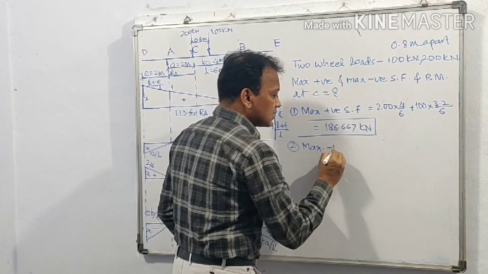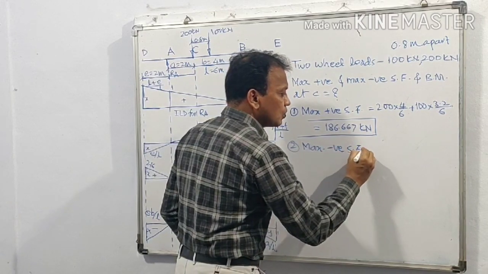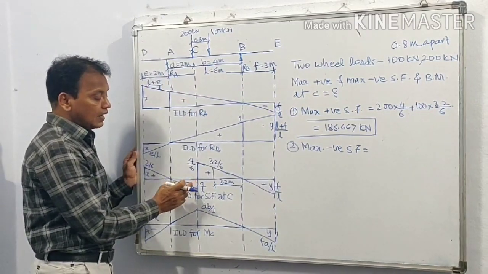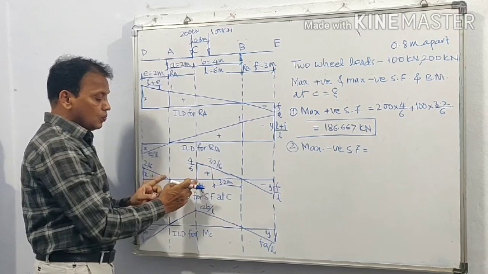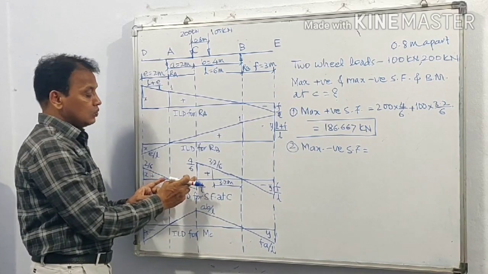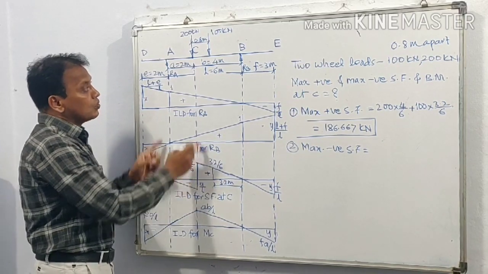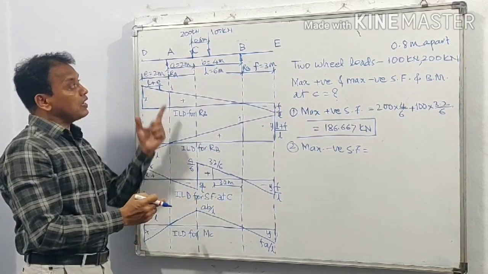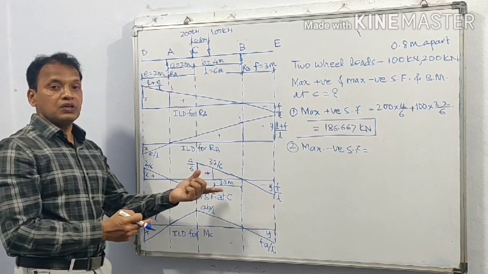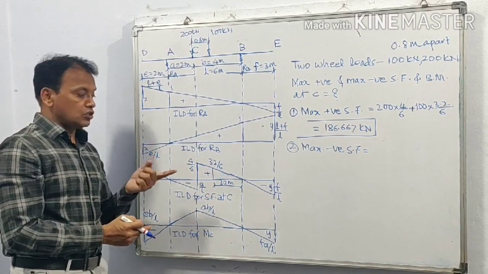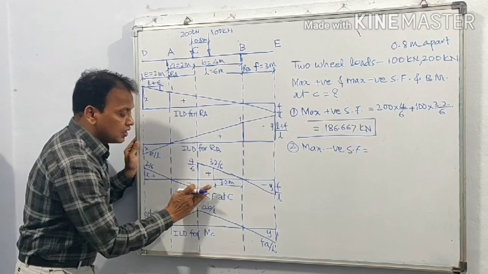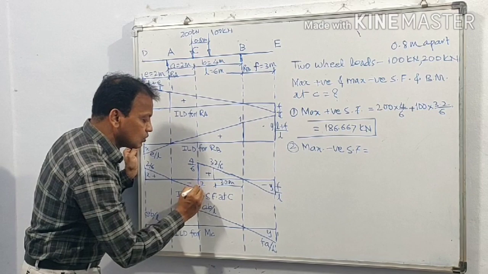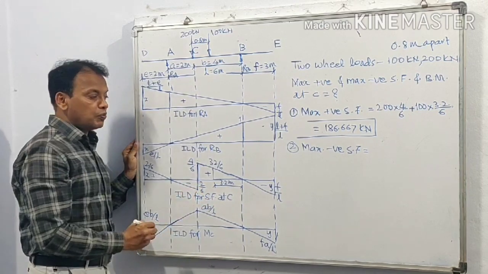To find maximum negative shear force, we know these loads must act on the length where shear force diagram is negative. The shear force diagram is negative for AC and for BE. Thus, when load is applied over length AC or BE, we will get negative shear force. Let us find this ordinate. This ordinate is A upon L. A is equal to 2 and L is equal to 6. Therefore, this ordinate is 2 upon 6.